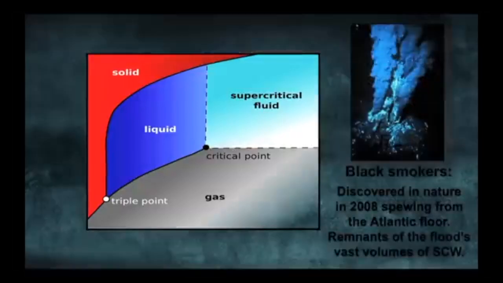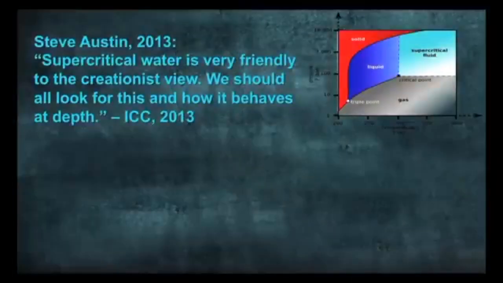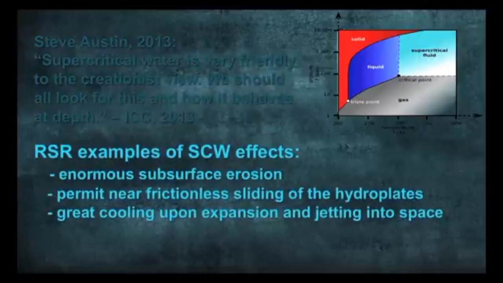That's when water gets hot enough and under enough pressure, and it behaves very differently than a solid, liquid, or gas. Well, at this conference, Stephen Austin said this, and I've been noticing this for 10 years. Our creation scientists make so much progress when they see what Walt Brown has been doing, and they say, oh yeah, let's try that. Stephen said, supercritical water is very friendly to the creationist view. We should all look for this and how it behaves at depth. Deep below the crust of the earth, supercritical water will help explain what happened during the flood.